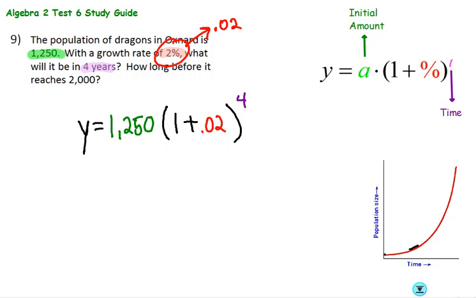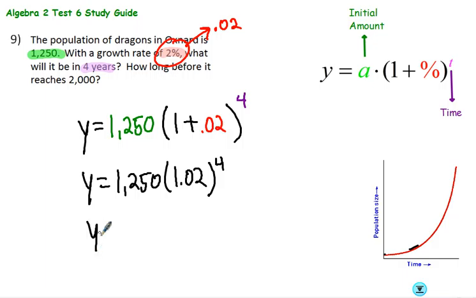Now I could simplify this, by the way. I could go ahead and combine. I could say 1,250 times 1.02 raised to the 4th power. Now, you might wonder, what's the deal with the 1? Well, what the 1 represents is where we already are. We're at 1,250. So we're saying take where we are plus how it's growing or how it's changing. So that's the idea with the 1.